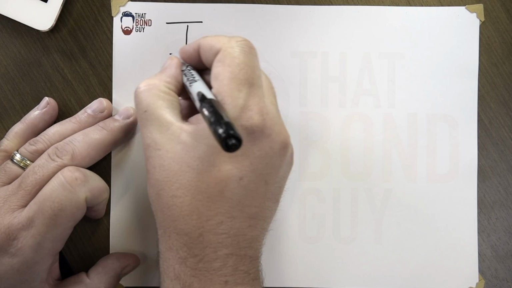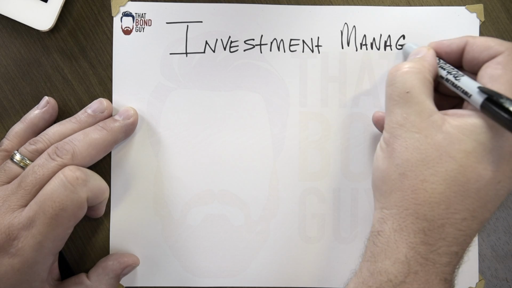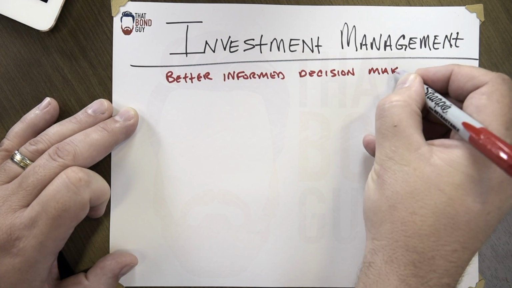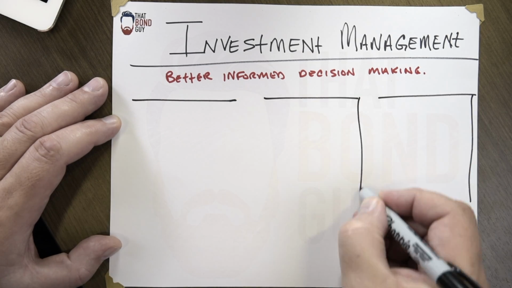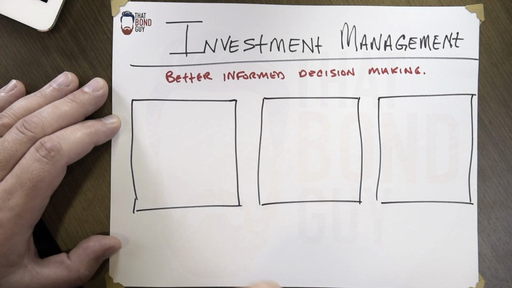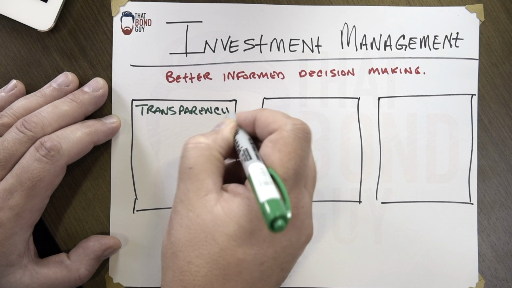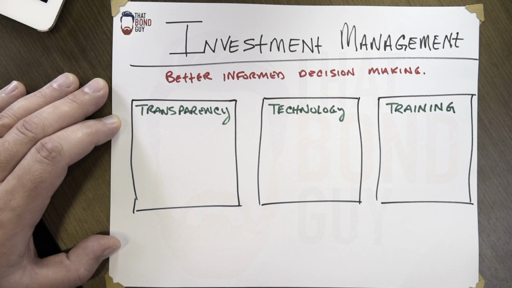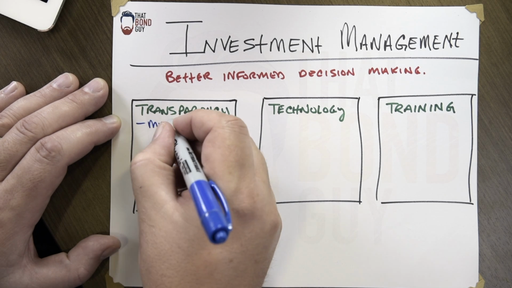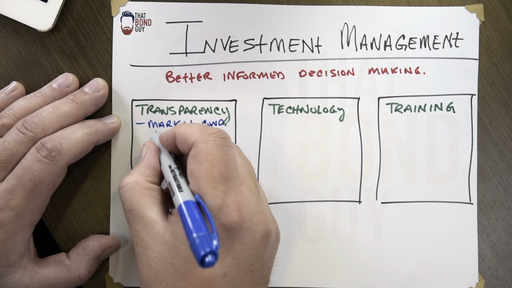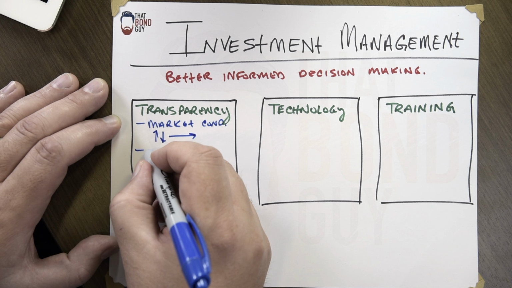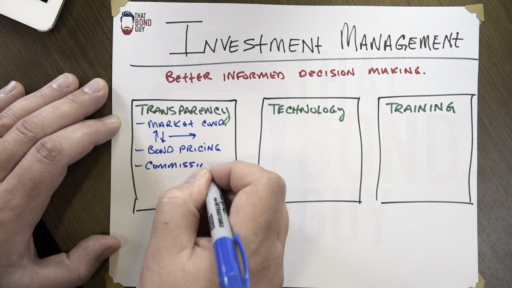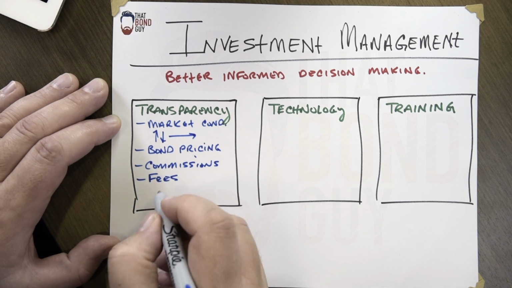How do we get to better informed decisions within our investment management process? One, we have to look at transparency. Two, we have to look at technology. And third, we have to look at training. Transparency is more about market conditions. Is the market going up, down, or sideways? What are some of the bond prices? What are our commissions? What are some of the fees that we pay?